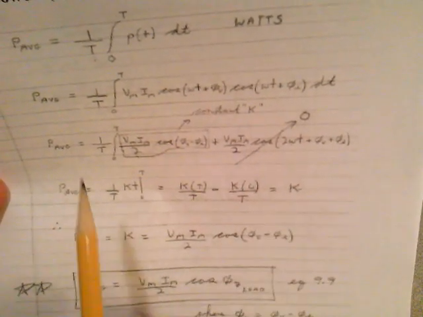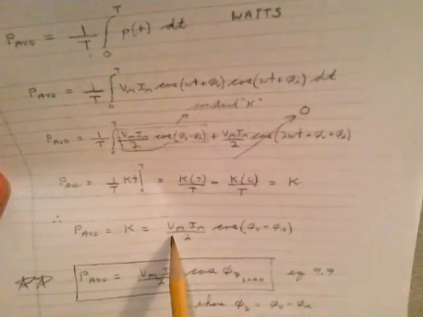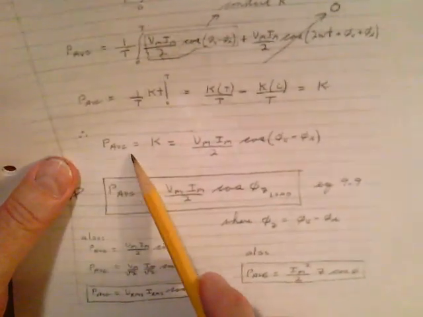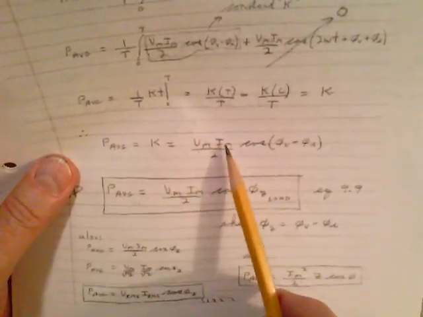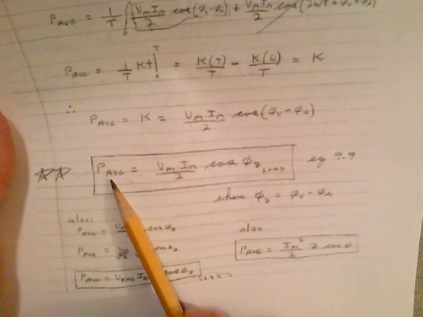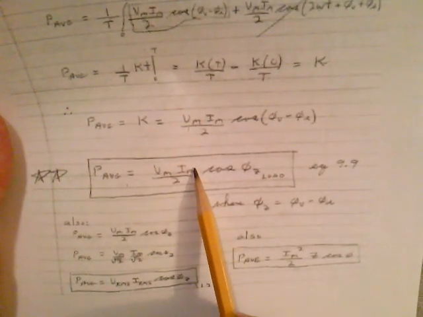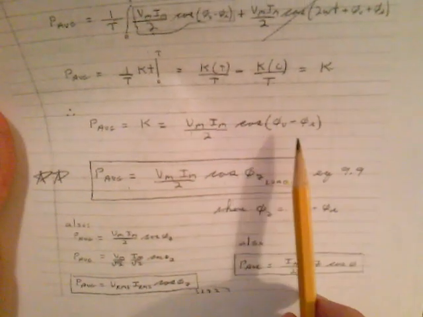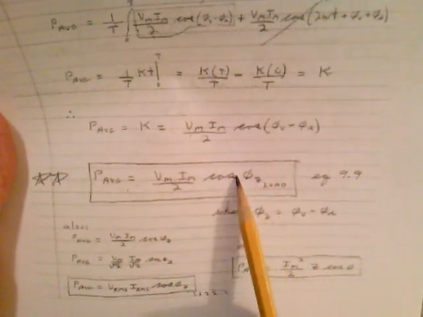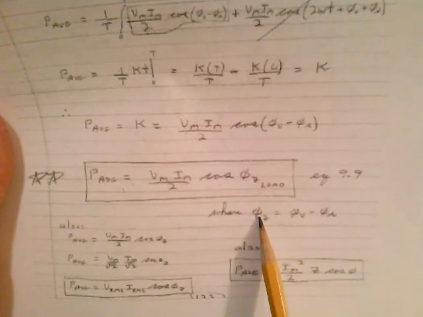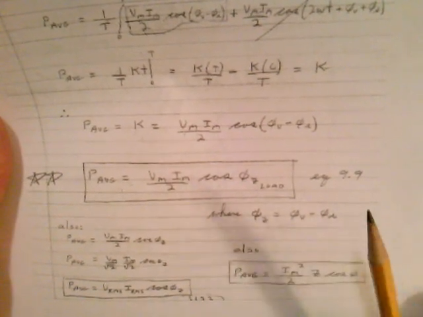Most textbooks just go from average power or true power right to this equation right here. But this is how you end up with the average power being simply equal to that constant value we got in the instantaneous power. The average power is equal to Vmax times Imax divided by 2 times the cosine of the phase angle between the voltage and the current, which we know is just the impedance angle. That's the impedance angle, just equal to phi v minus phi i.